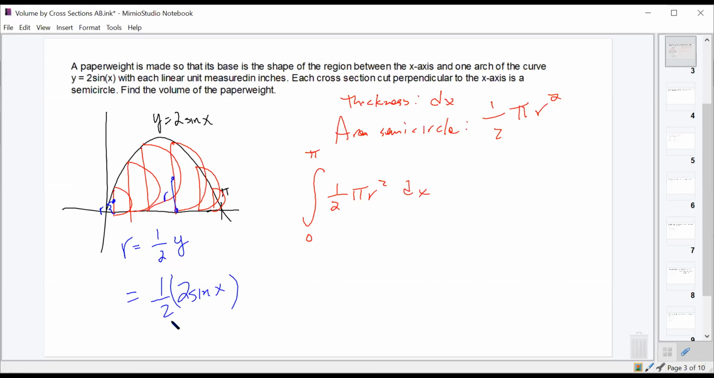Agreed? Could you just make that sine x? Okay. So yeah, we'll just make that sine of x, definitely. And so all we'll do then is plug this in.